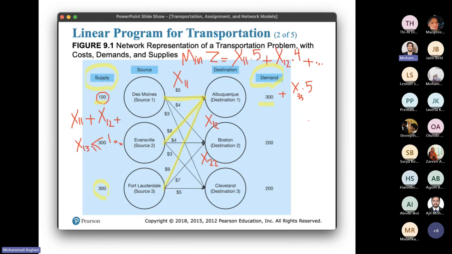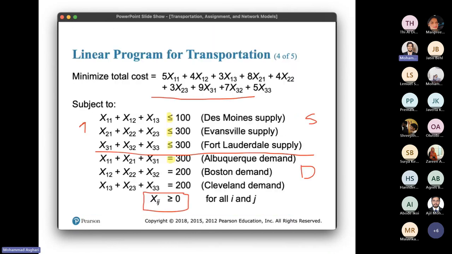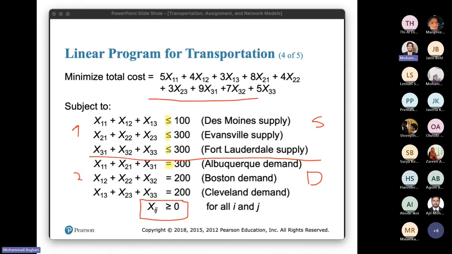Let me write the equation. All items shipped from source one to destination number one, plus all items shipped from source two to destination number one, plus all items shipped from source three to destination number one must be exactly the same, equal to 200. So you can write this as well for different destinations. Any question, is it clear for you?